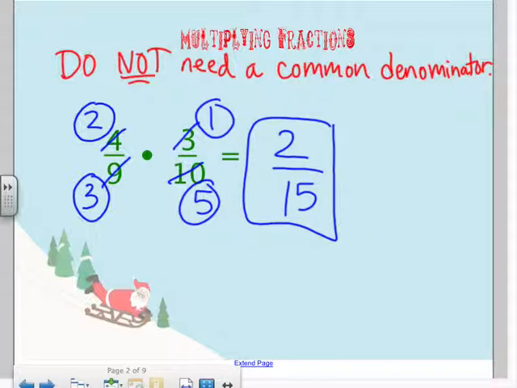Okay, so as long as you simplify ahead of time everything you can, your answer will be simplified and you don't need to worry about it. What's nice is normally the numbers in the original problem are a little easier to simplify than your final answer. Okay, so that's why it's smart to do it this way.